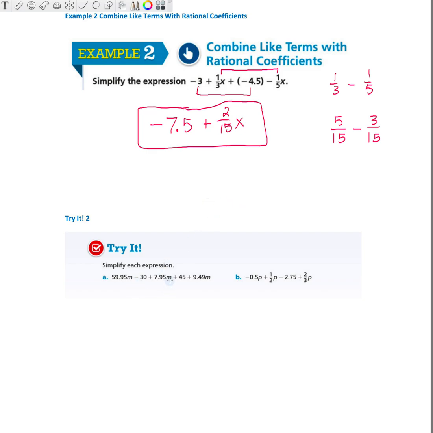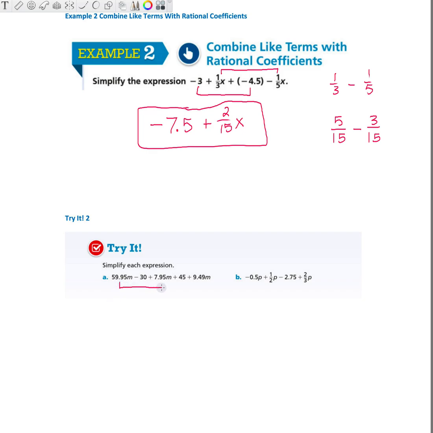So let's take a look at a couple of tries here. Again, if you want to give these a shot and then watch the video to see if you did them correctly, that's perfectly good, and in fact, a good idea. So if we look at try it 2, question A, we have m's, we have constants, we have m's, we have constants, we have m's. So the m's can all be put together. The constants can be put together.